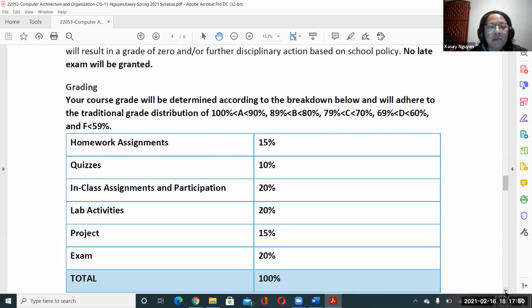And that's 15% of your grade. Your quiz is going to be 10% of your grade. In-class assignments and participation is 20% of your grade. Lab activities, we will have lab every week. For the most part, that will be 20%. And then your project is 15% of your grade, and exam is 20% of your grade.